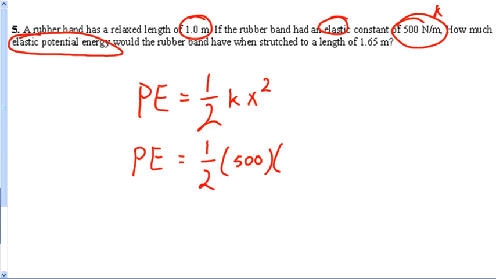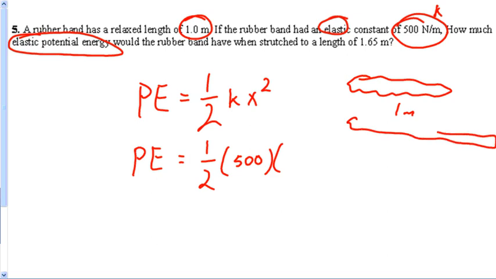Now notice it gives me two lengths for this rubber band. It tells me when the rubber band is relaxed, it's 1 meter long. And then it says somebody's stretching it to 1.65. So remember, all x is how far did you stretch the rubber band? And so in this case, you stretched the rubber band 0.65 meters.